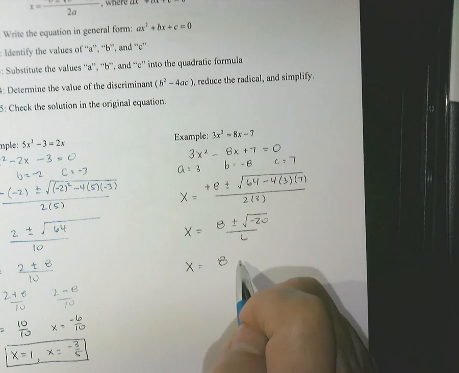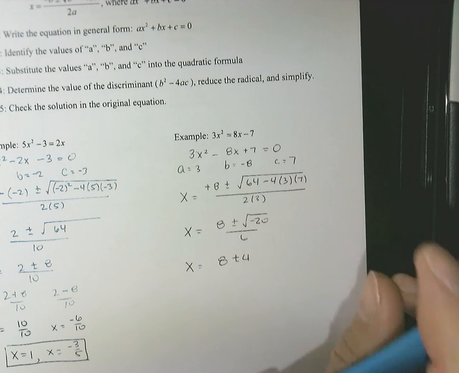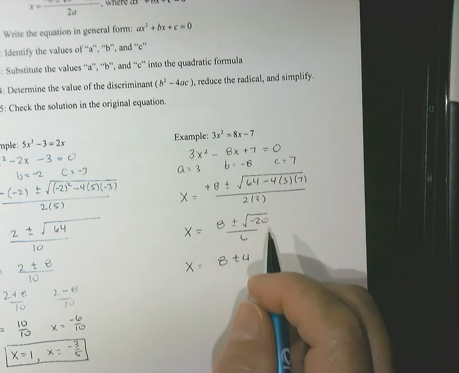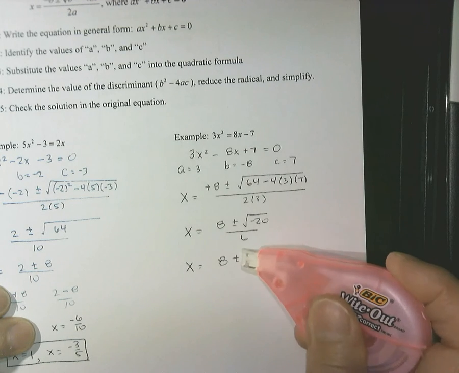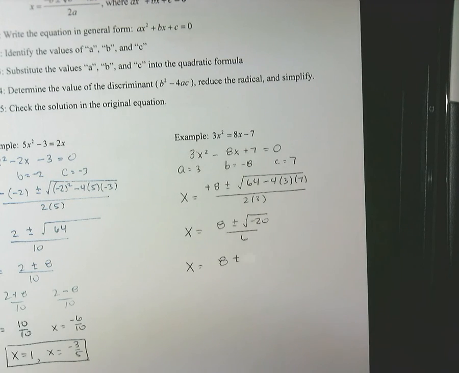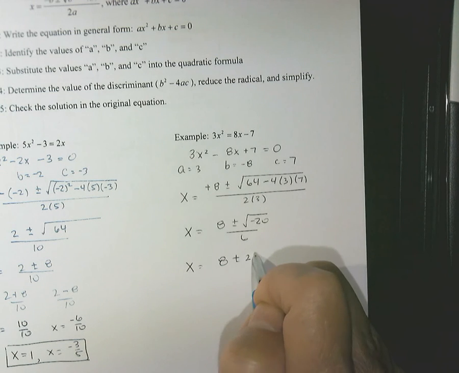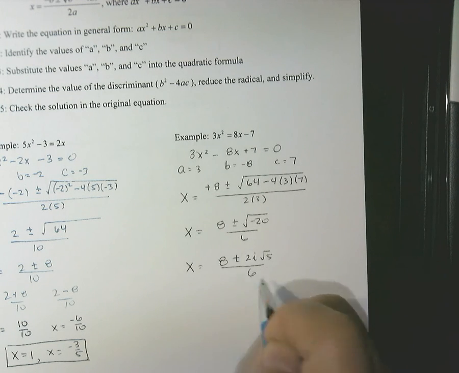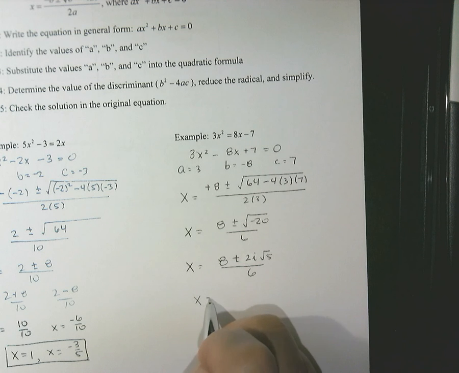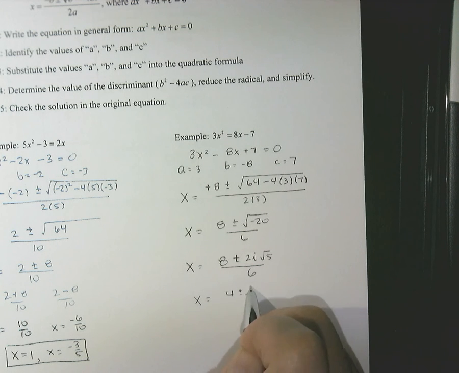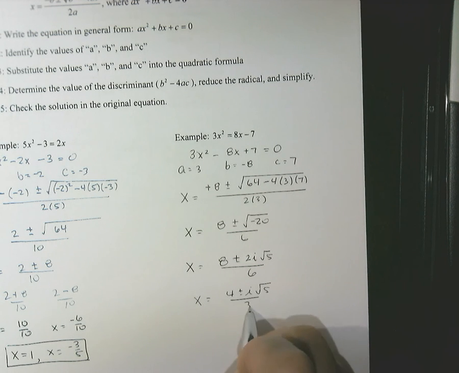20 is 4 times 5, so I'm going to have plus or minus 4, not 4i. This is why I didn't want to use this pen, because I made mistakes. I'll white it out. The other pens I like, they're erasable. So 2i square root of 5 over 6. My 8, my 2, my 6 can all be reduced by a factor of 2. So I'm going to have x is equal to 4 plus or minus i square root of 5 over 3.